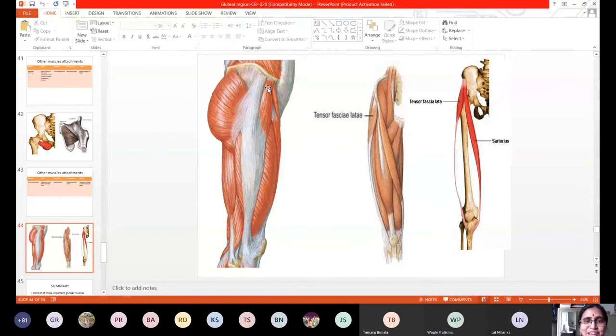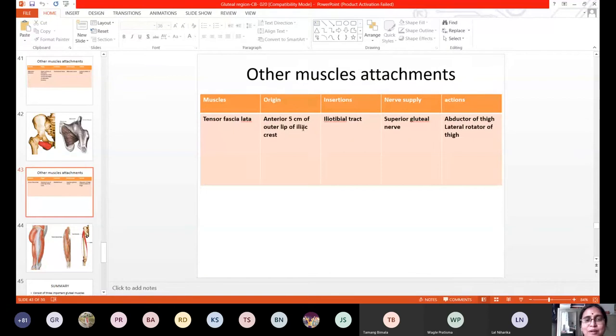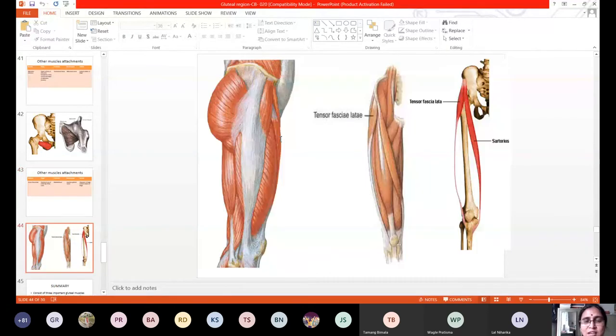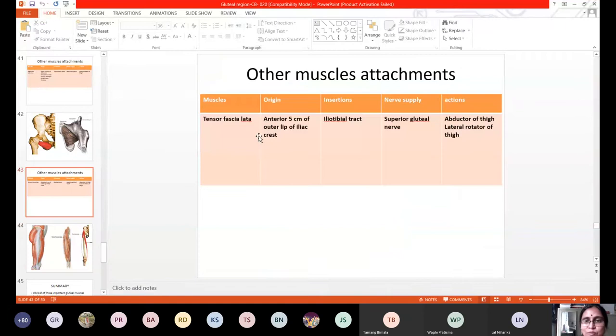So the tensor fascia lata, you see here carefully, no need to mug up, very easy. Tensor fascia lata arises from the outer lip of the iliac crest extending from the anterior superior iliac spine to the iliac tubercle. Or in other words, it arises from the anterior 5 cm of the outer lip of the iliac crest. Then where is it attached? What is this ilium? What is this tibia? So what is the name of this tract? Iliotibial. So it inserts into the iliotibial tract. And it is innervated by which nerve? It is innervated by the superior gluteal nerve, not the femoral nerve.